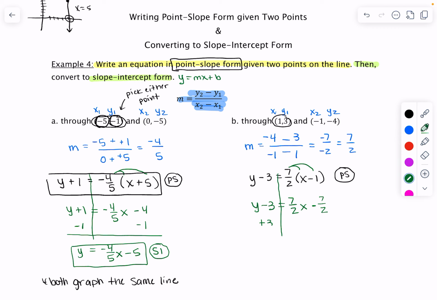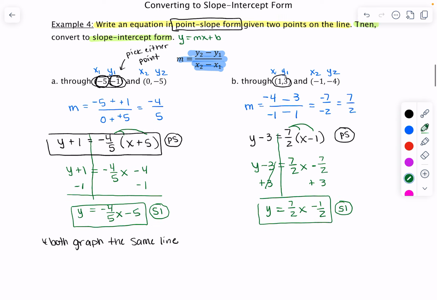Then we're going to go ahead and add the 3 to both sides. And I get y equals, that's what I want, y alone, 7/2 x minus 1/2, which is what happens when you do -7/2 plus 3. So there's my slope-intercept form, y equals mx plus b. This is a lot of work for one problem, but it's really important to read the directions so you know exactly what form you need your answers to be in. So example 4 is really about converting to slope-intercept, reading the directions really carefully.